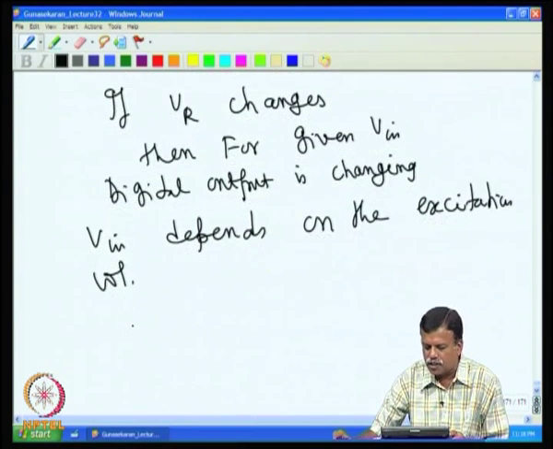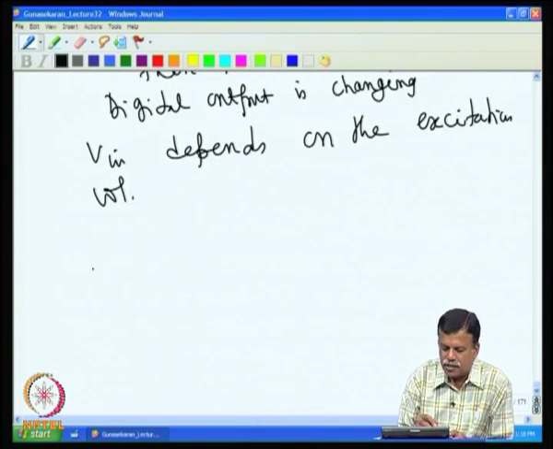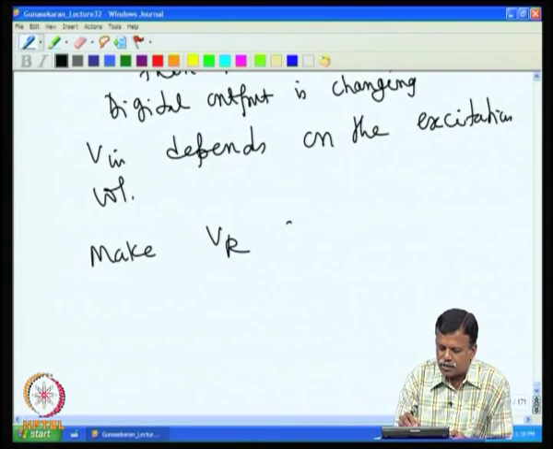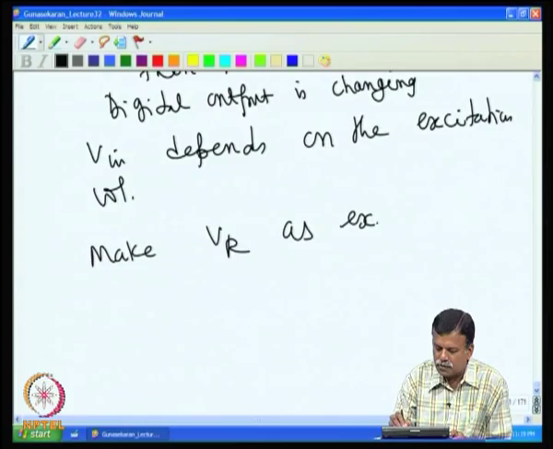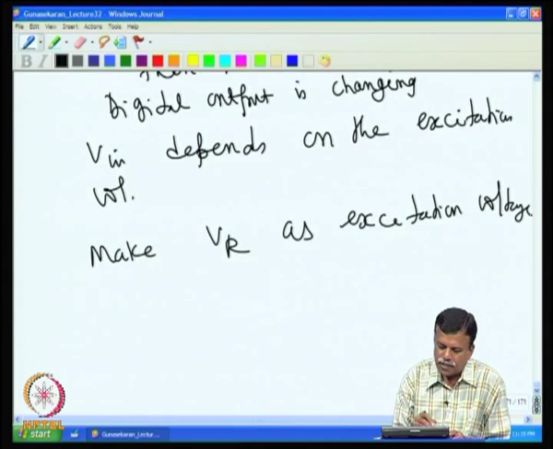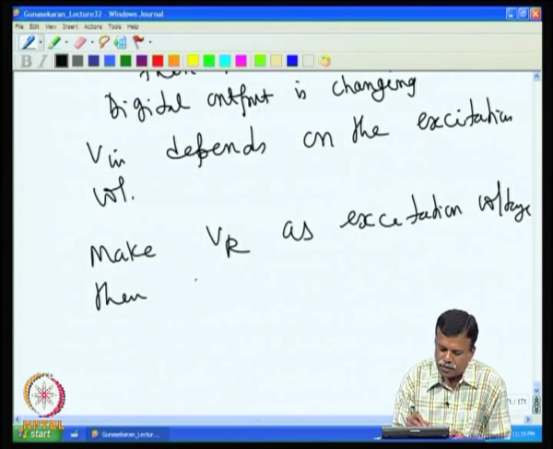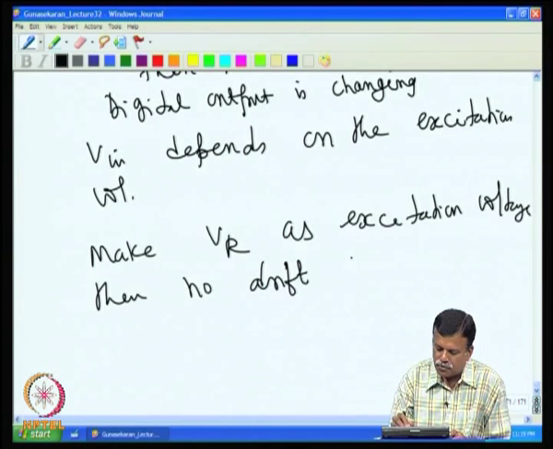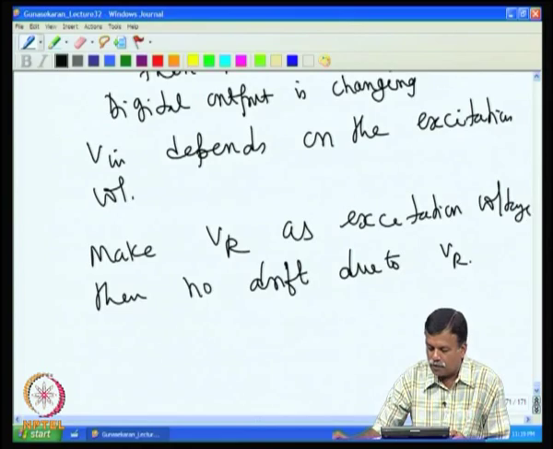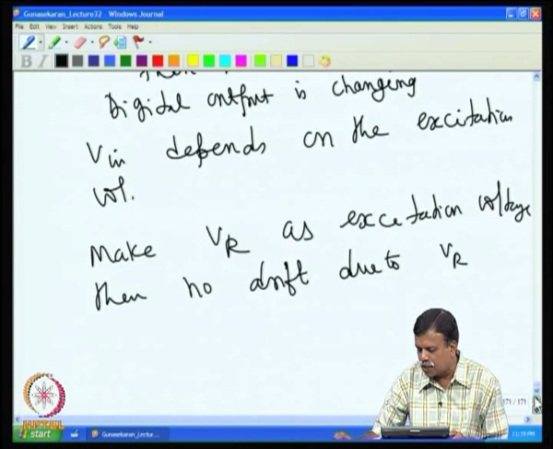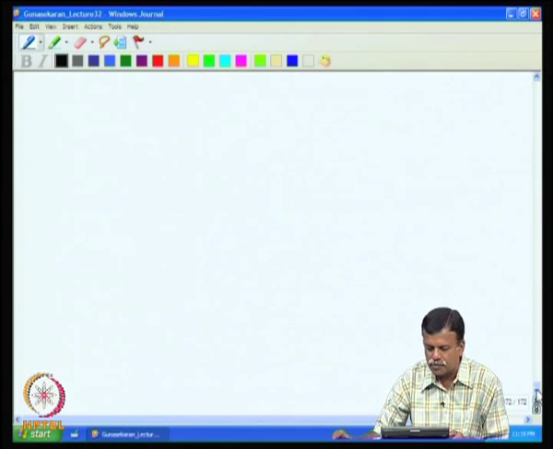One solution for this drift would be to make VR the excitation voltage. Then there is no drift due to VR. That is, what you do is we will convert with the excitation voltage and reference kept the same.